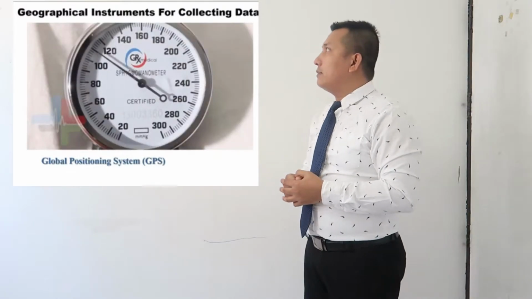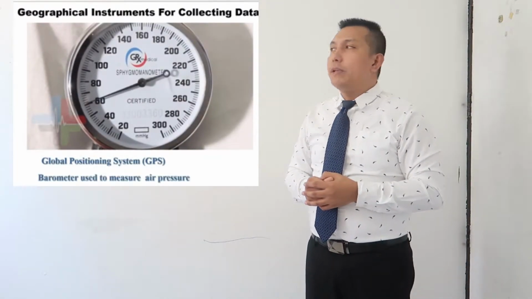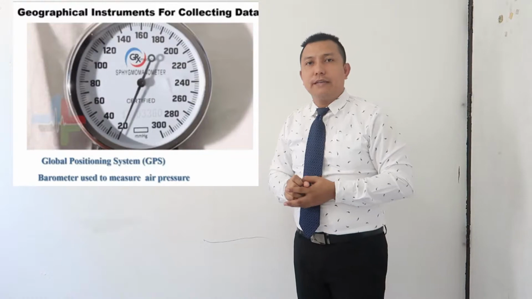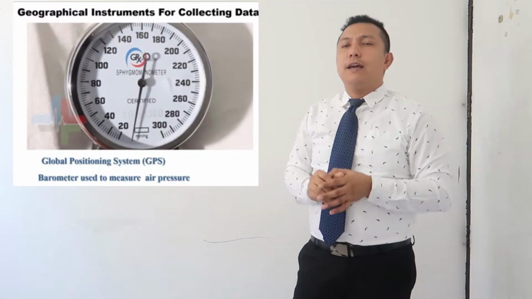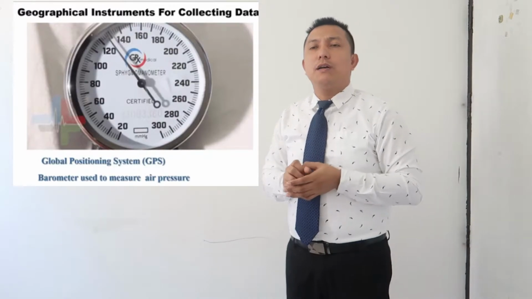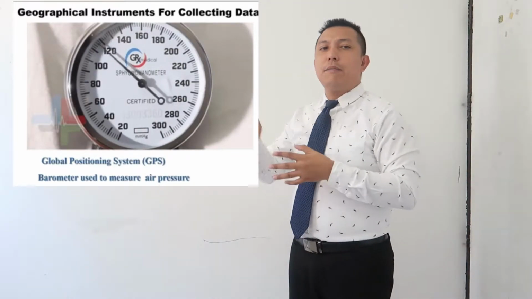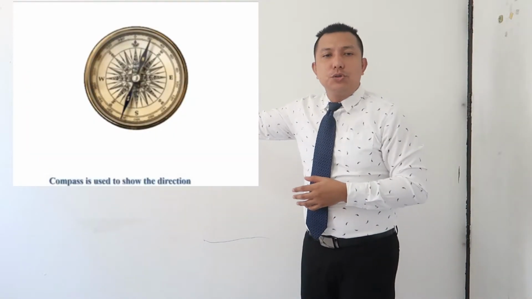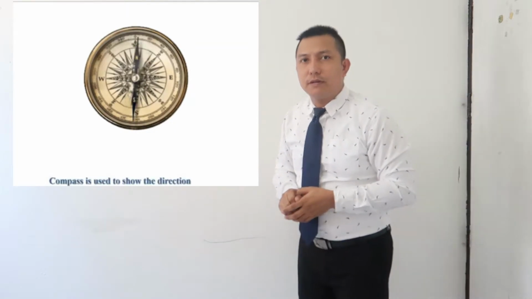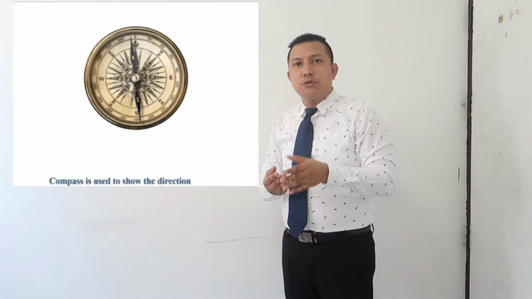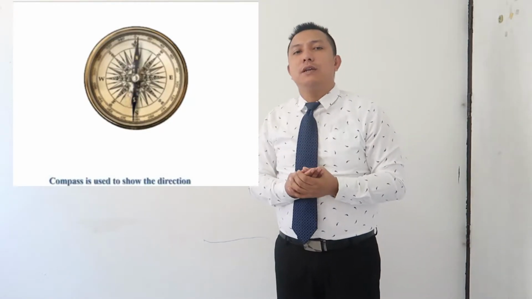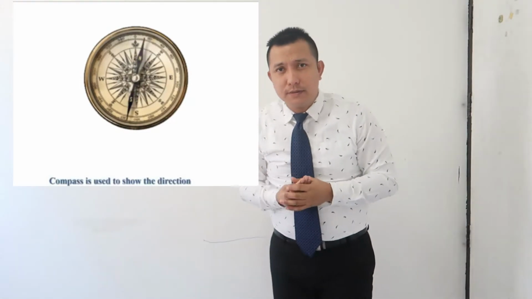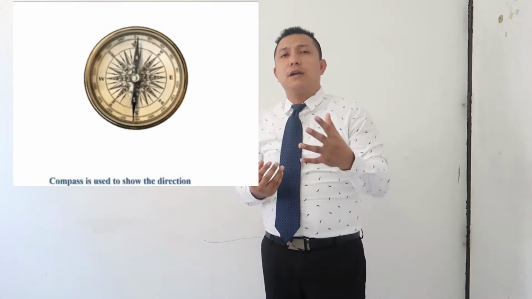Now, the next one is barometer. Barometer is used to measure air pressure. In the hospital, they have this kind of barometer because of what we call oxygen. They can measure the air pressure. The next one, we have compass. Compass is used to show direction. Okay? Example of that, if we go to the mountain, then we will use the compass to show the location so that we can reach the location that we want. They used this compass a long time ago.